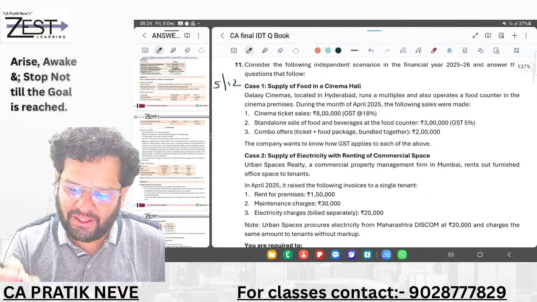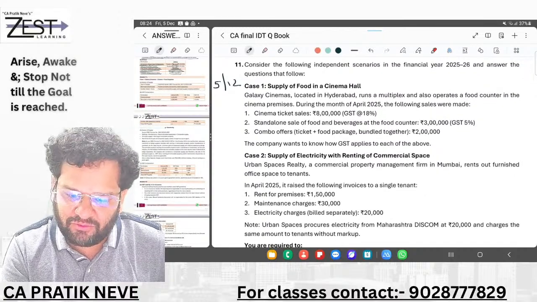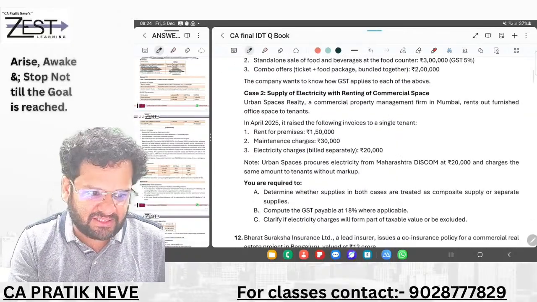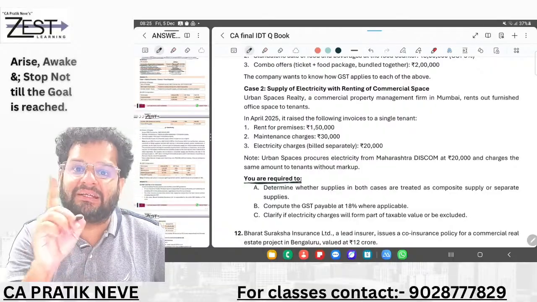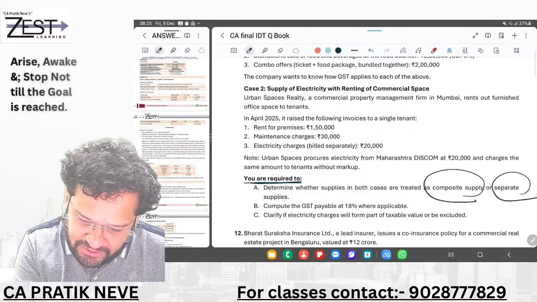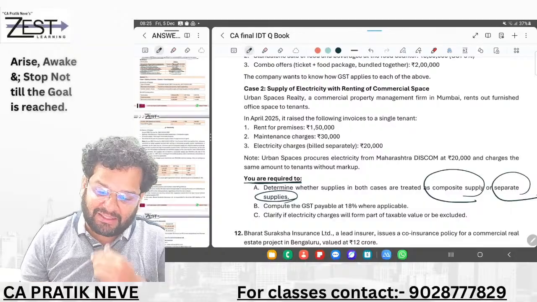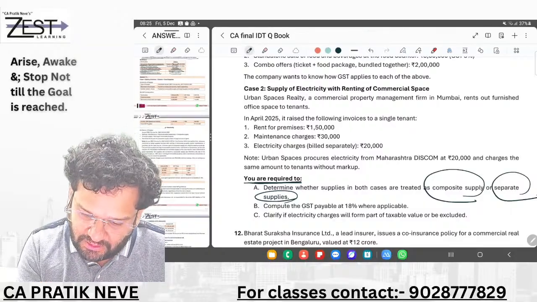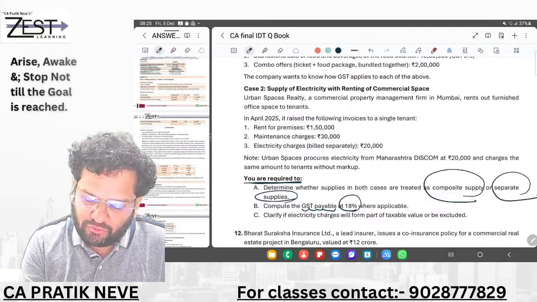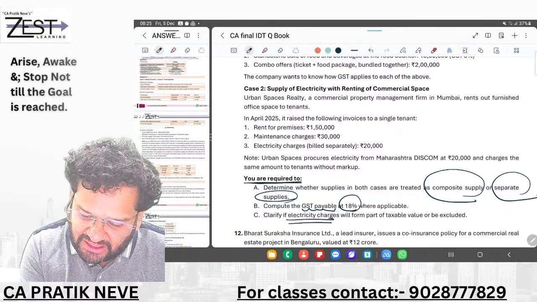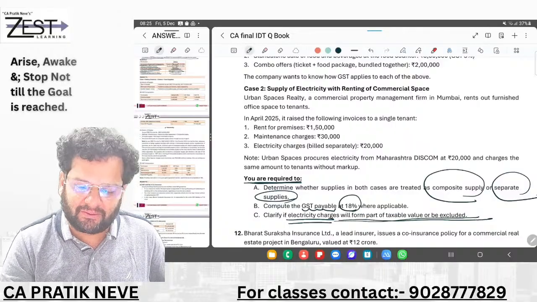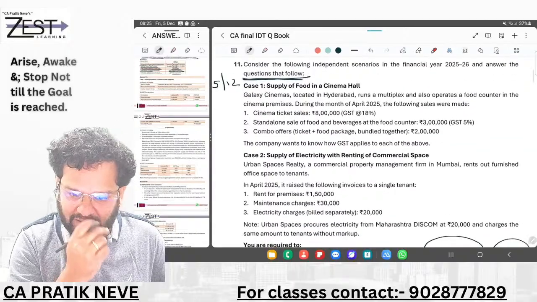Consider the following independent scenarios in FY 25-26 and answer the questions that follow. You are required to determine whether supplies in both cases are composite supply or separate supply. If you can determine that, you have to compute GST payable at 18%, where applicable, and you have to clarify if electricity charges will form part of value or are to be excluded. As we go ahead, we'll be able to understand what they're asking.